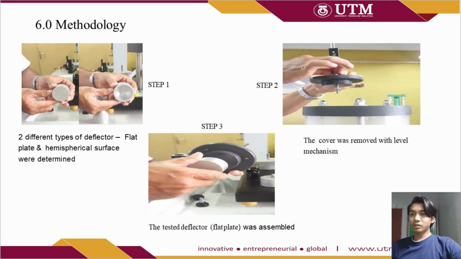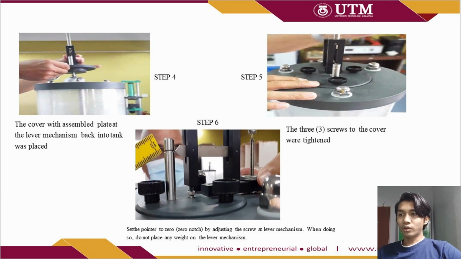Next is methodology. Step 1. Two different types of deflector, flat plate and hemispherical surface, were determined. Step 2. The cover was removed with the lever mechanism. Step 3. The test deflector was assembled. Step 4. The cover with the assembled plate and the lever mechanism was placed back into the tank. Step 5. The 3 screws on the cover were tightened. Step 6. Set the pointer to 0 by adjusting the screw on the lever mechanism. When doing so, do not place any weight on the lever mechanism.